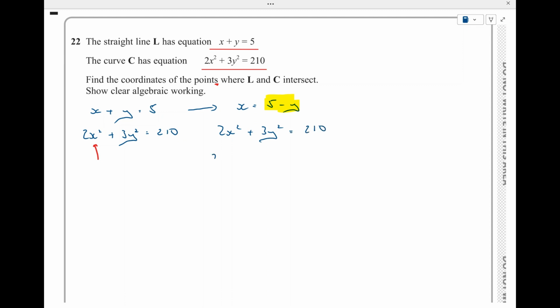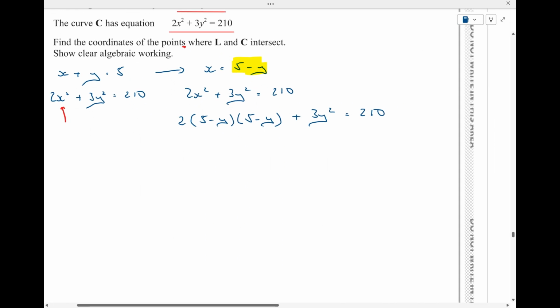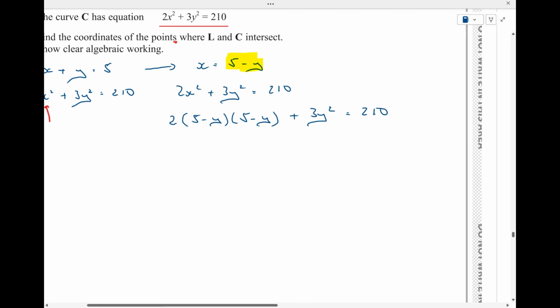So now instead of 2x squared, I'm going to write 2 times (5 minus y) squared. 2 times (5 minus y) times (5 minus y) plus 3y squared equals 210. And now I can solve this equation to find out what y is.